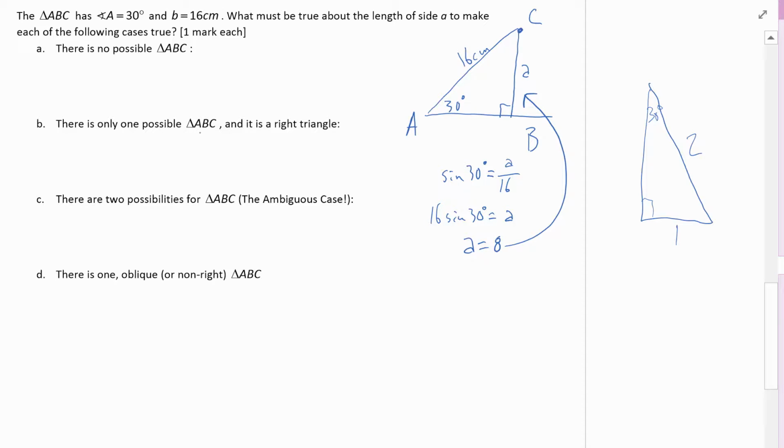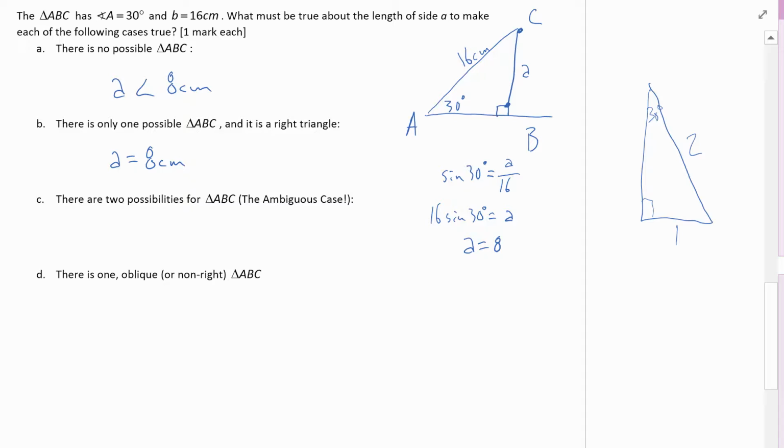There's only one possible triangle, and it's a right triangle. That's the height here. That's where A is equal to 8 centimeters. Then there is no possible triangle ABC. That's anywhere where A is less than 8 centimeters. All right? If you make this 7.9, now A is too short, just goes to there, no triangle. Once A is 8, bang, right triangle, we've got that one situation.